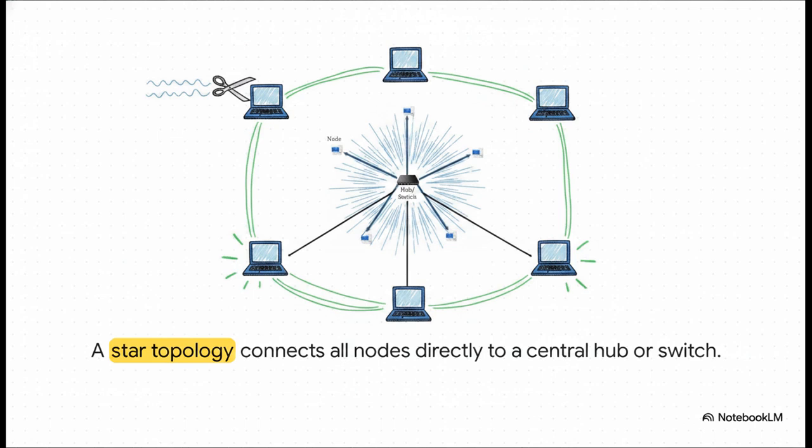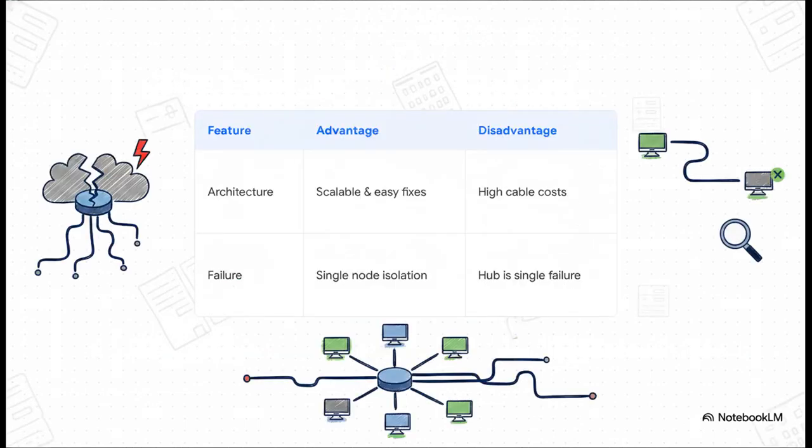If you cut the cable to one laptop, only that laptop loses its connection. The rest of the network just keeps humming along perfectly. This isolation finally eliminated the shared collision domains that plagued the older designs. Of course, this modern layout comes with its own trade-offs. Because every single device needs a home-run cable stretching all the way back to the switch, cabling costs are significantly higher. And yes, the central hub itself becomes the new single point of failure. If the switch loses power, the whole network goes down.